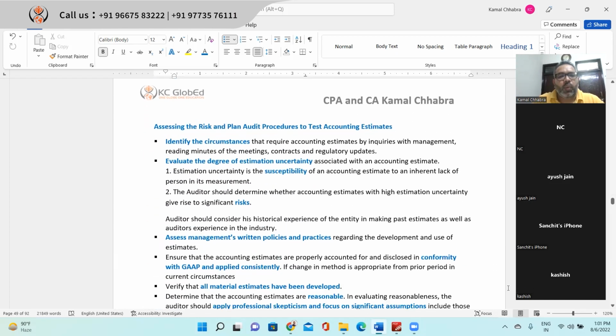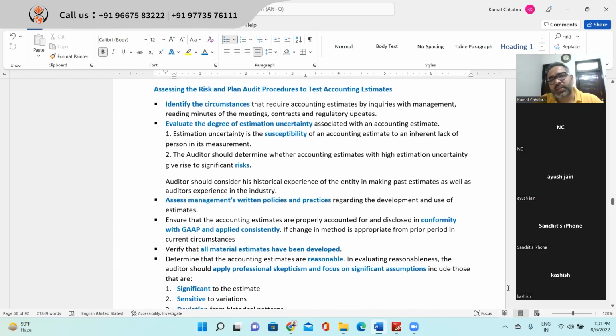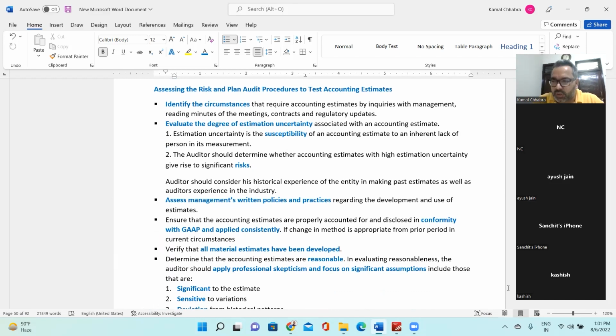Now, what all things you need to do? We understand what is accounting estimate. We understand the objective of auditor. We understand what all things as an auditor we need to carry in our mind when we are testing the accounting estimate. Now comes to the testing part. What all audit procedure you need to perform to test the accounting estimate. Right? Any doubts so far?